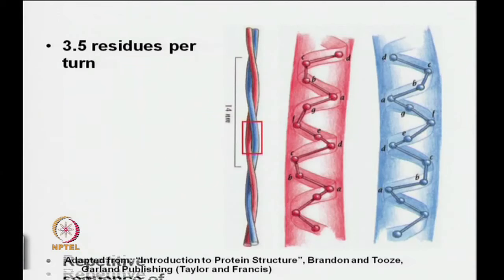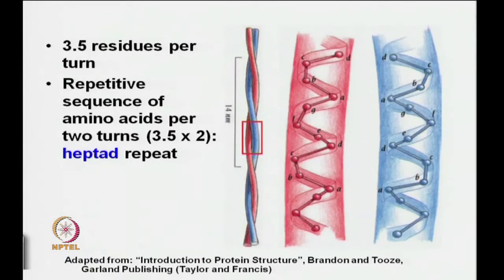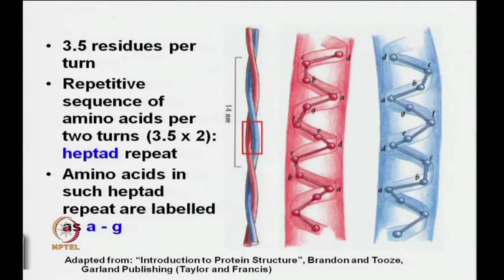So, you can understand then the repetitive sequence of amino acids per 2 turns, 3.5 into 2, is called the heptad repeat. So, 3.5 into 2 makes it 7 amino acids, the heptad, and so every 7 amino acids you have a sequence which is repeated. The amino acids in such a heptad repeat are labeled A to G, as I mentioned and also showed to you in the previous slide. In terms of the sequence, these A to G amino acids constitute what is known as the heptad repeat.